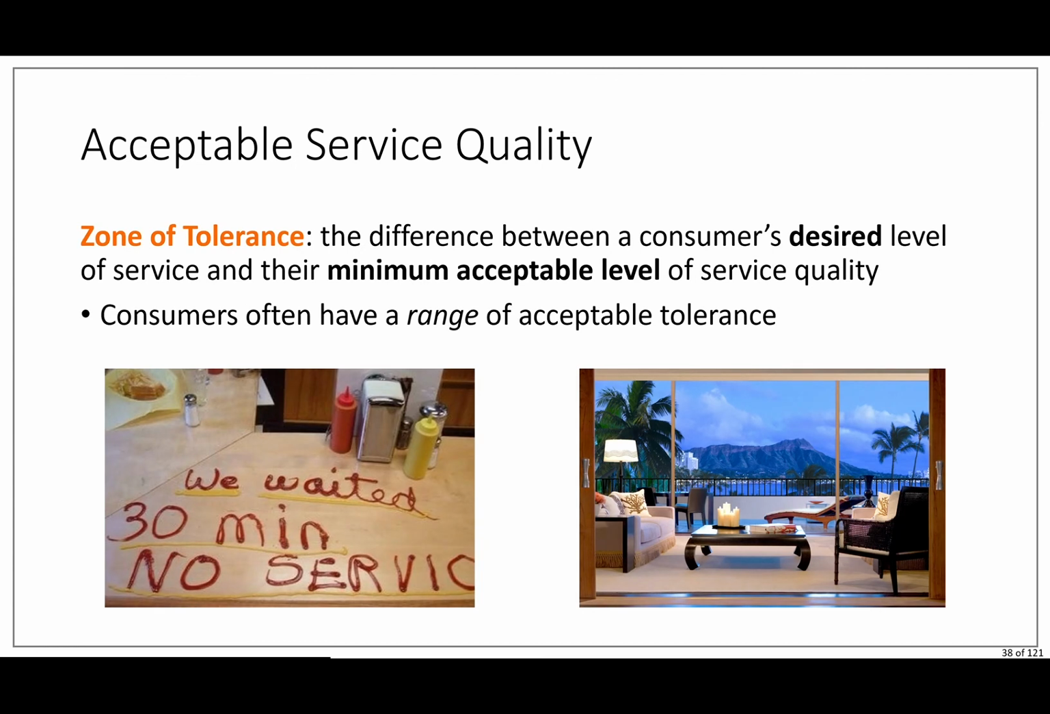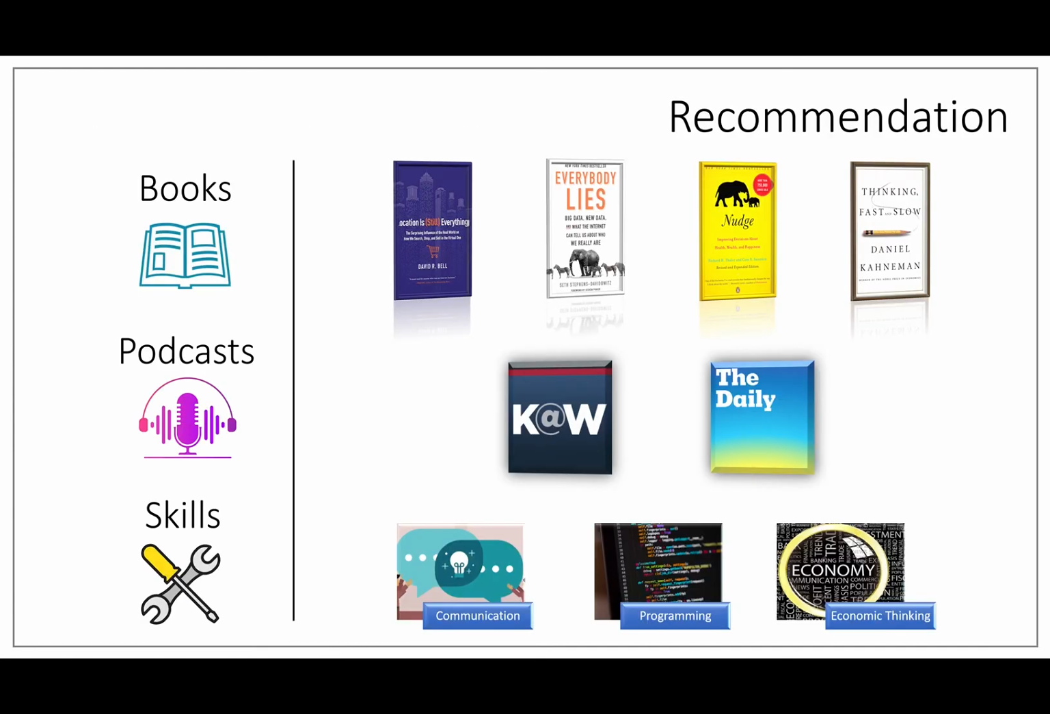And there is something called the zone of tolerance. It's the difference between a consumer's desired level of service and their minimum acceptable level of service quality. For example, if I go to a restaurant, maybe I expect them to serve me in 2 minutes, but I'm okay if they serve me in 12 minutes. But after that, I will be angry. So there is the tolerance zone. Okay, that's all.